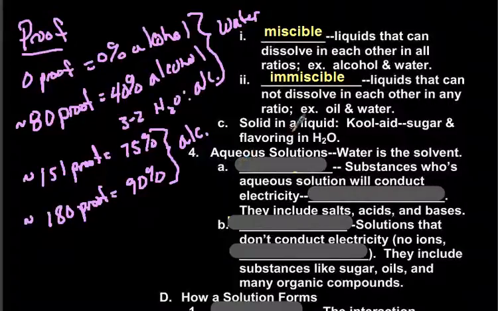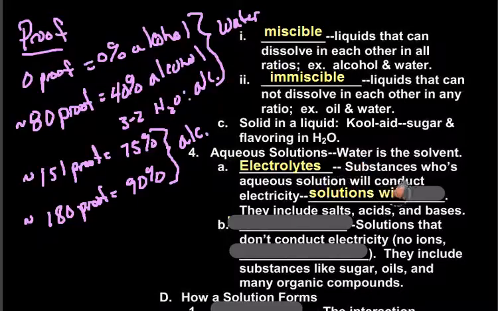All right, and this brings us to aqueous solutions. This is any kind of solution where water is the solvent. In aqueous solutions, generally we have electrolytes. These are substances whose aqueous solution will conduct electricity. And these are solutions with ions.